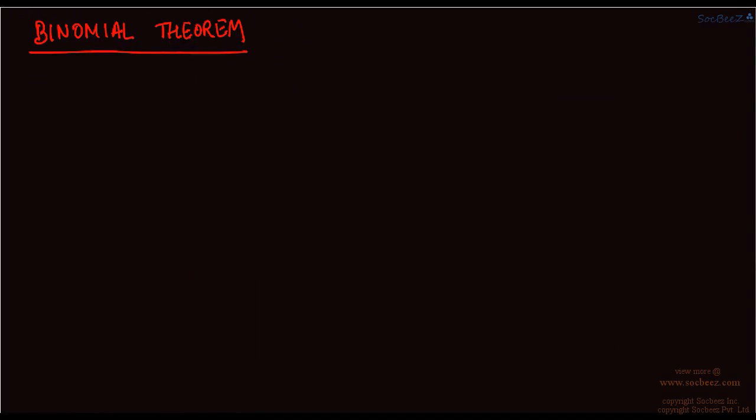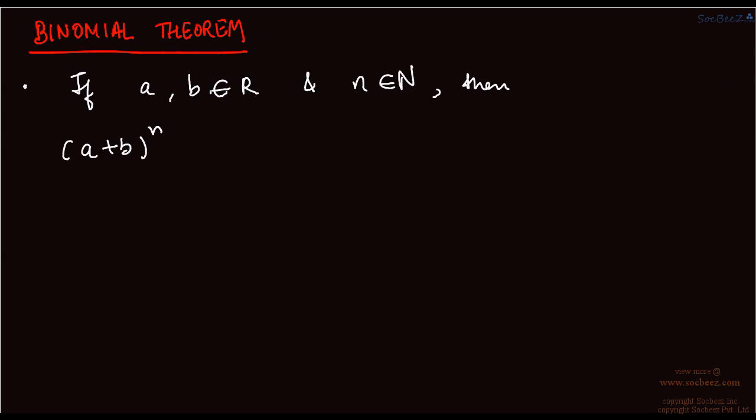Let's continue with the binomial theorem. The first important point about the binomial theorem is the statement of the binomial theorem. If a, b belong to R and n belongs to the natural numbers, then the most basic expansion in the case of the binomial theorem in this chapter is (a + b) to the power n.